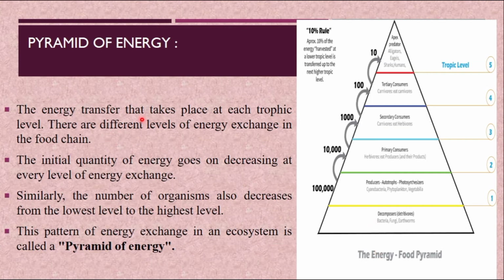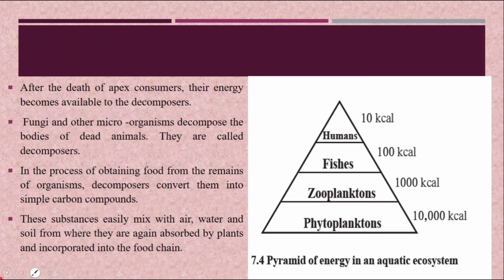The energy transfer that takes place at each trophic level, there is a different level of energy exchange in the food chain. The initial quantity of energy goes on decreasing at each trophic level. प्रत्येक ट्रॉपिक लेवलमध्ये एनर्जी डिक्रीज होत जाणार आहे. This pattern of energy exchange in an ecosystem is called the pyramid of energy.